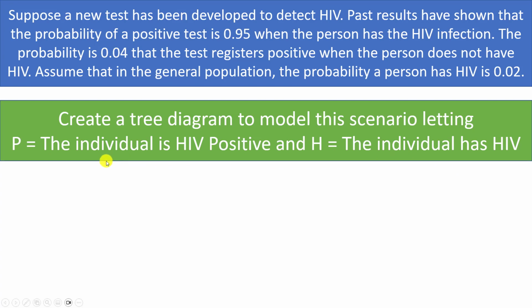Since we know this test could give us the incorrect answer, these are not really the same thing, right? And as I mentioned a second ago, we always want to start with the event that is not conditioned upon anything. So our very first branch is going to relate to HIV. So let's start to create the tree diagram.